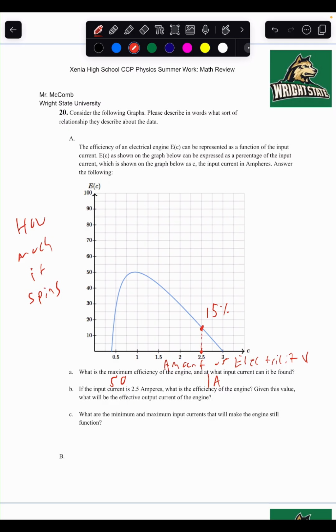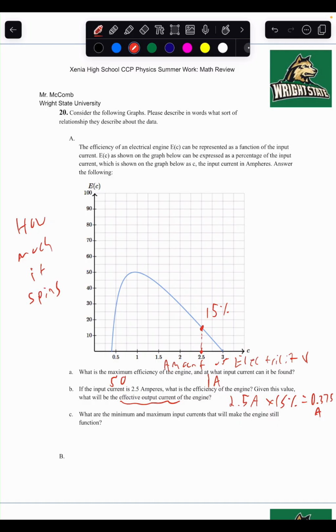And if the efficiency of my engine is 15%, that means 15% of my current is being used, so the effective output current is going to be 2.5 amperes times 15%. Right, the efficiency is effectively a measure of how much of the energy, or in this case the electrical current, of your engine is being actually utilized and how much is being wasted. So if I'm 15% efficient and I'm putting 2.5 amperes in, 2.5 times 15% will give me my answer. So 2.5 times 0.15 is 0.375.